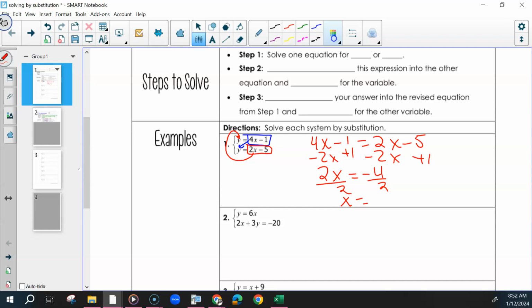negative 2. But unlike when we were solving these equations, when solving systems, in order to get a solution, we need an x and a y. We found part of it. So now we have to take that x and put it back into one of these equations. It does not matter which one. You could choose. Let's say I did the first one. So I would put y equals 4 times negative 2 minus 1. And then figure out what y is.